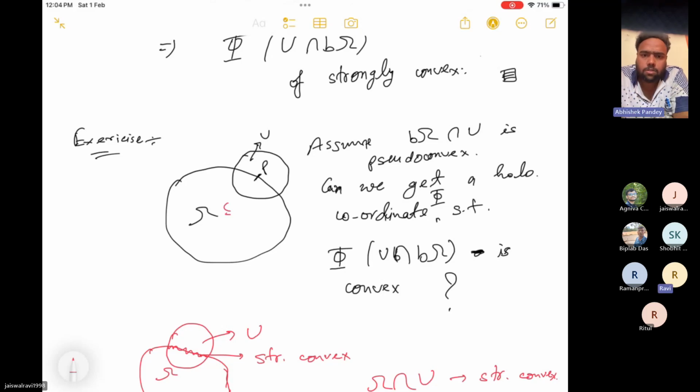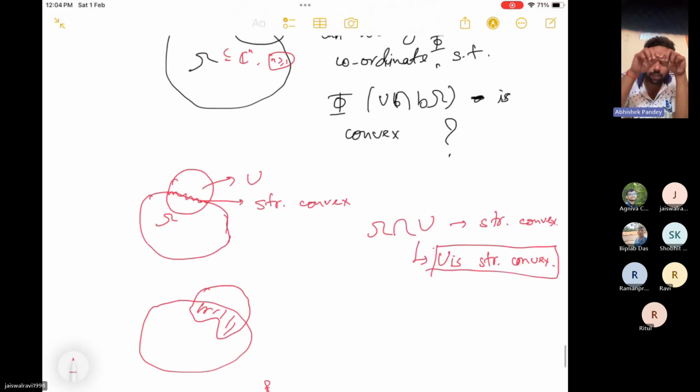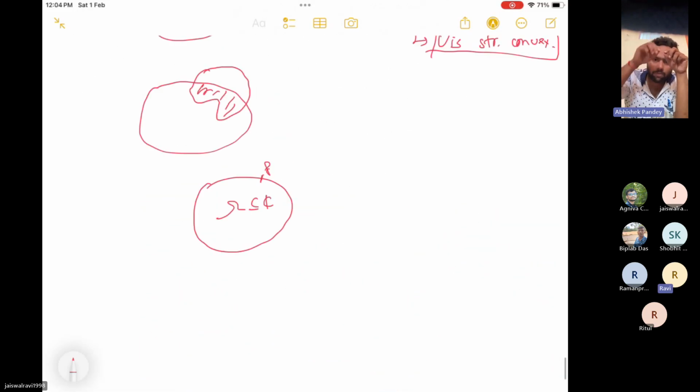Which example? Because here we are taking U intersection the boundary of omega, so we are getting the curve of the boundary only. To make it a convex image, we have to make it a straight line. That is not always possible, I guess.